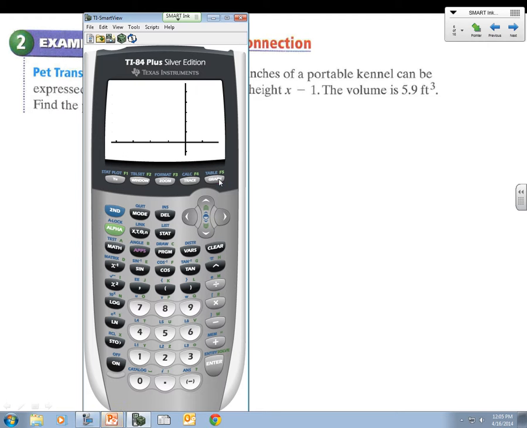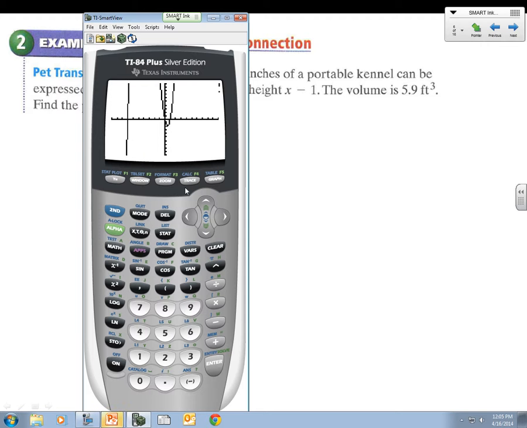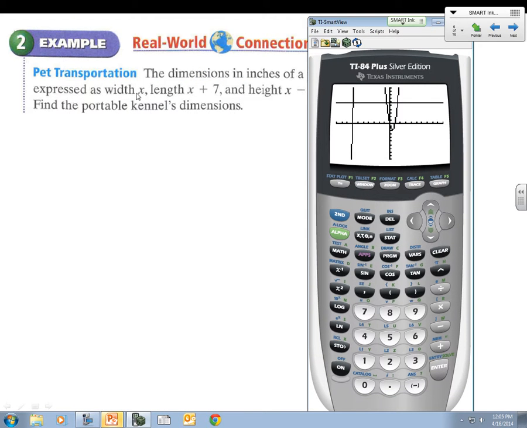And we'll go ahead and graph this. Might have to zoom out here in a second. Maybe, maybe not. Yep, let's change our window here. Get a negative 10 to 10, and a negative 10 to 10. Try that one more time. There's our curve. And it intersects in 3 places. However, we know that x right now is the width. X better not be a negative number because it's hard to have a negative width. So we really only care about that point of intersection right there.